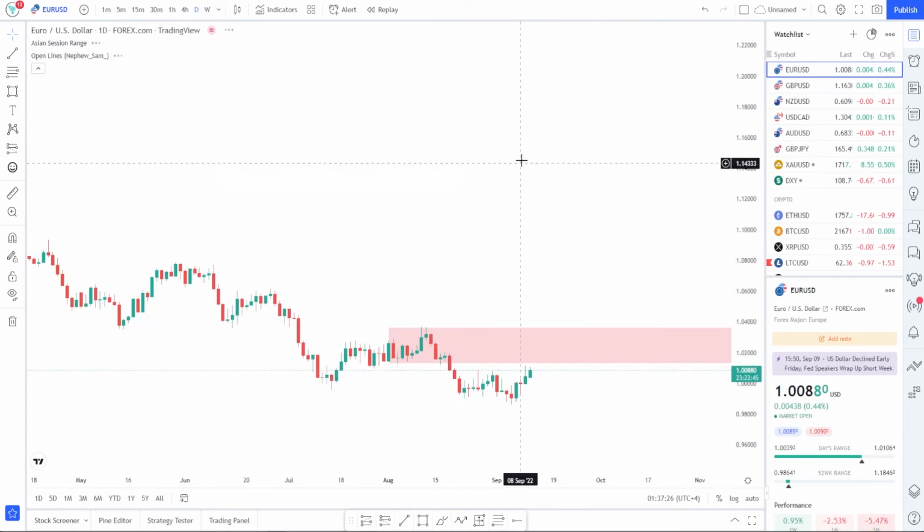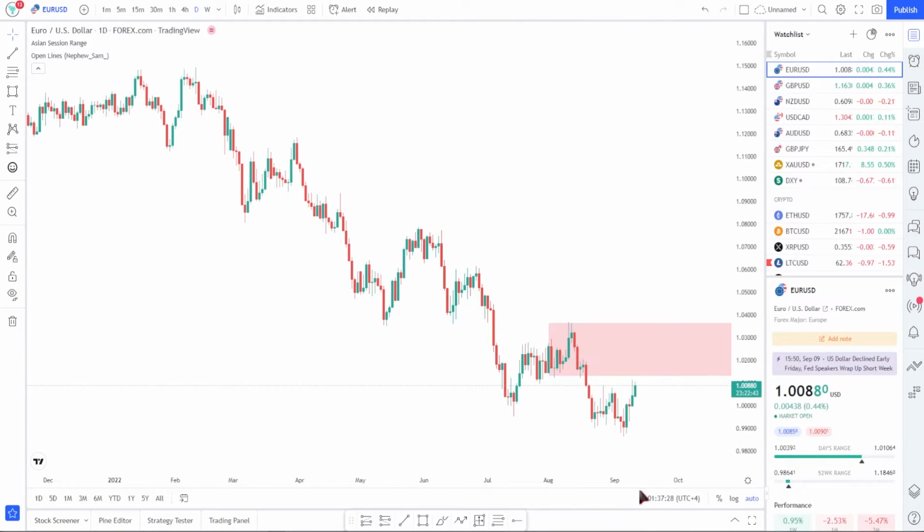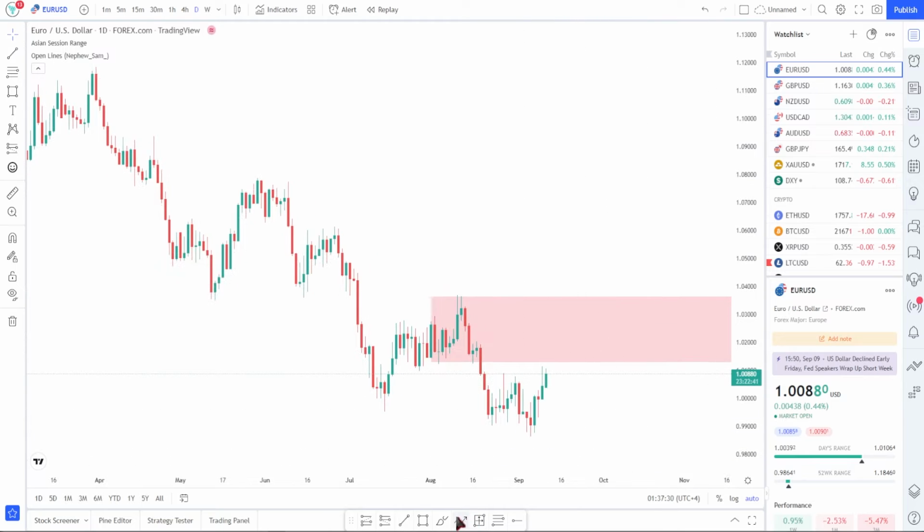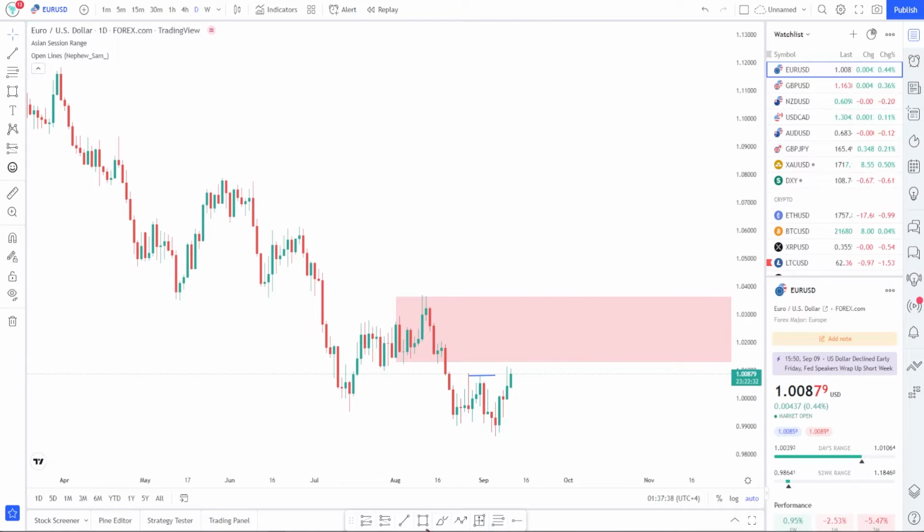Going on to the daily time frame, we can see a major structure on the daily time frame was broken. So if we can see right here, this high was a major high which was taken out on the daily time frame. What we can expect is the market to come down into this area of demand and push up. So something like this, push up.